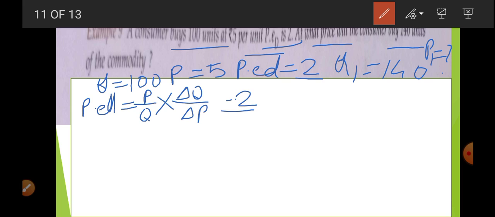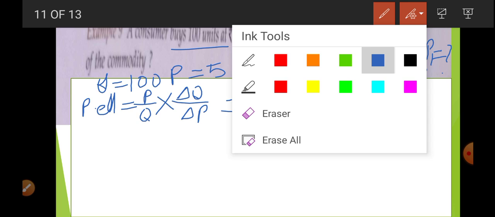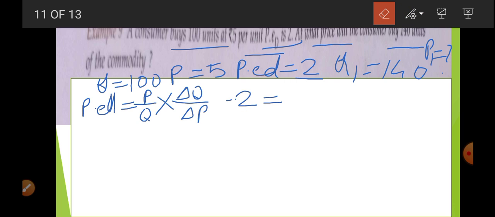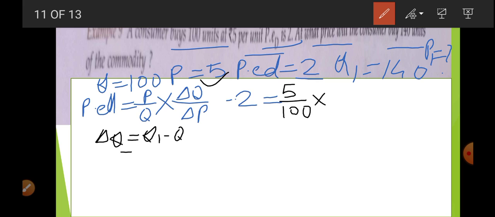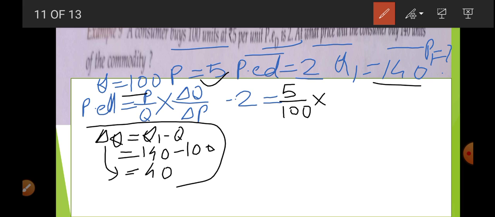Now, -2 equals P price is 5, Q is 100, multiplied by del Q, which we are going to find. So del Q will be Q1 minus Q: Q1 is 140, Q is 100, so it will be 40. So this is the value of del Q.